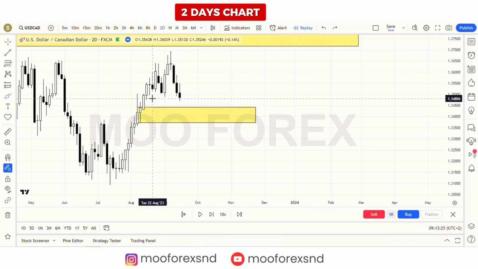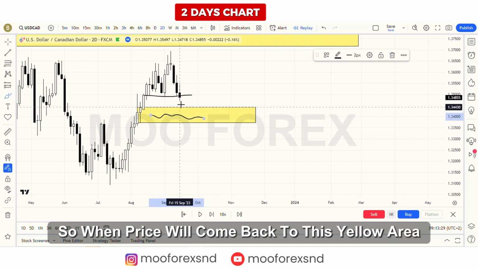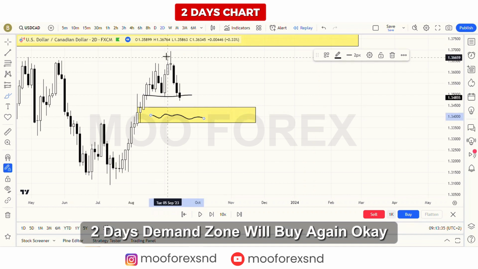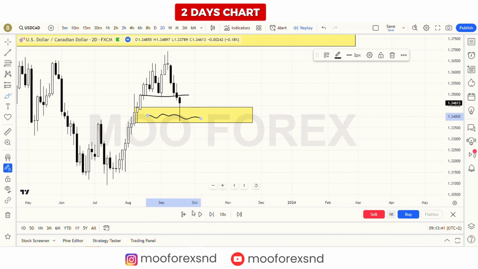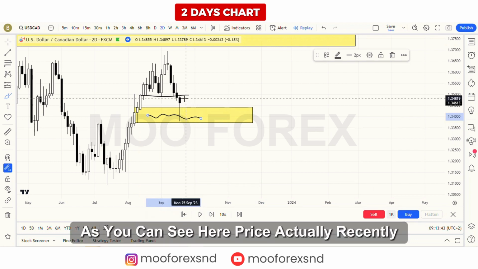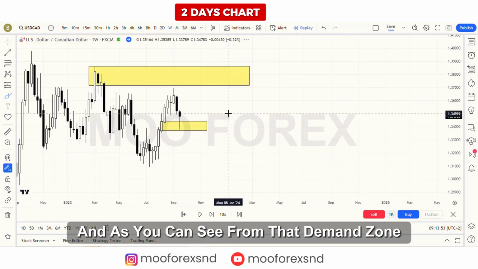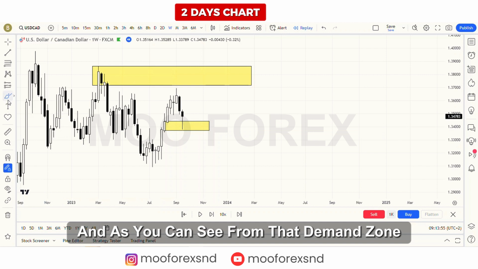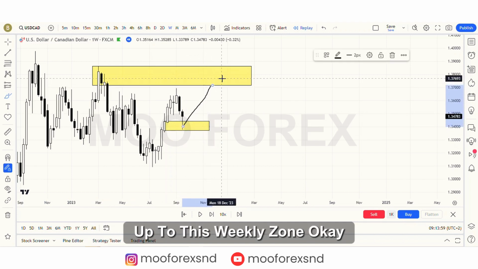Because this is in a good location. So when price comes back to this yellow area, the 2-day demand zone, we'll buy again. Okay, let's go forward. As you can see here, price recently went to this 2-day demand zone, and from that demand zone, price has the potential to go all the way up to this weekly zone.